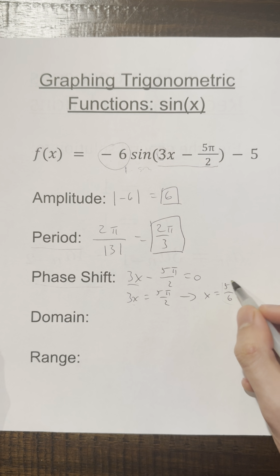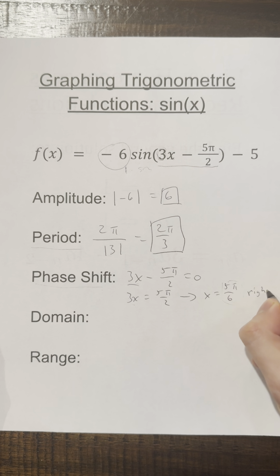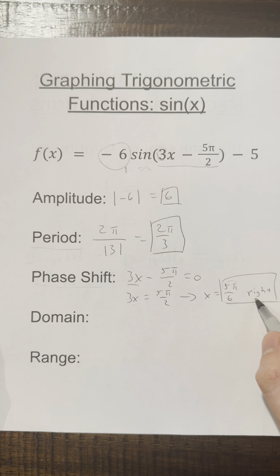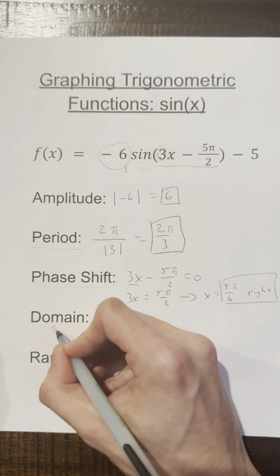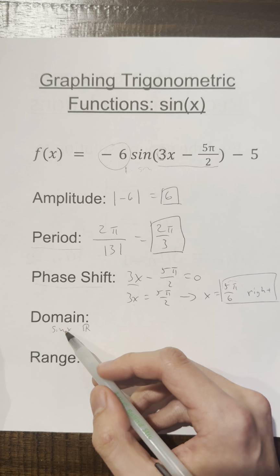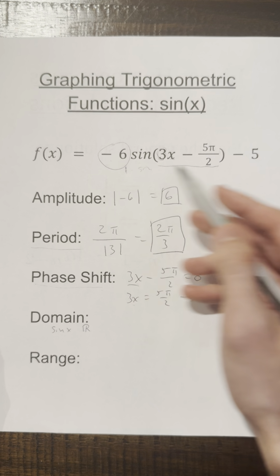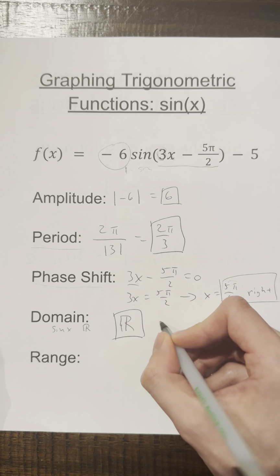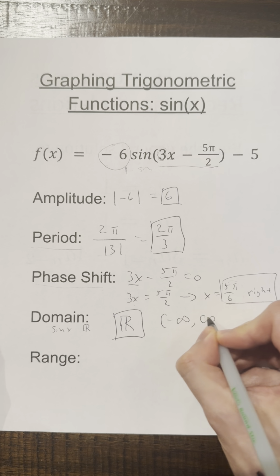Since this number is positive, it's going to be a shift of 5 pi over 6 to the right. This is your answer. If it was negative, you'd be shifting left. Now the domain for sine of x is going to be all reals, but even if you apply a bunch of transformations to it, like here, it's still going to be all reals. Another way you can write it is -infinity to infinity.